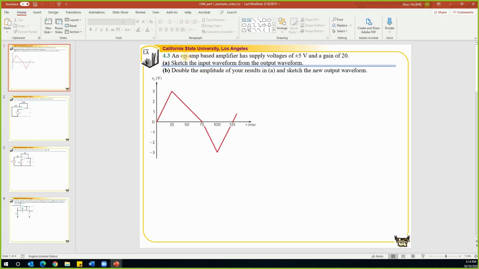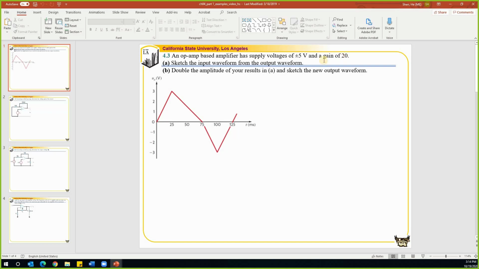In the first example, we have an op-amp that's an amplifier. It has a supply voltage of plus minus 5 volts and a gain of 20. So we're going to sketch the input wave from the output form. So this is the output form. It looks like it's in the linear range. It didn't get into the saturation range, right? If it hits the saturation range, the output should be either positive 5 volts or negative 5 volts.